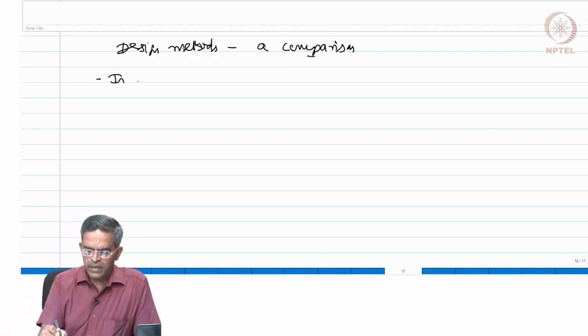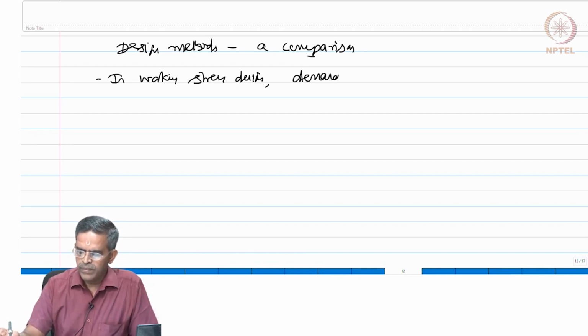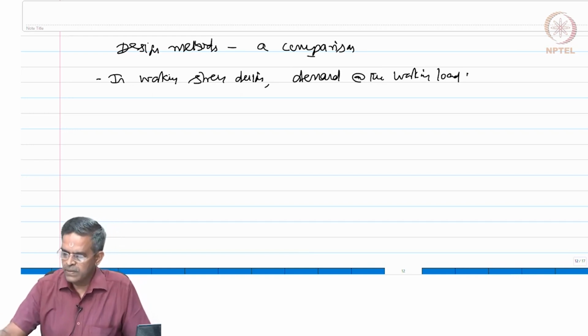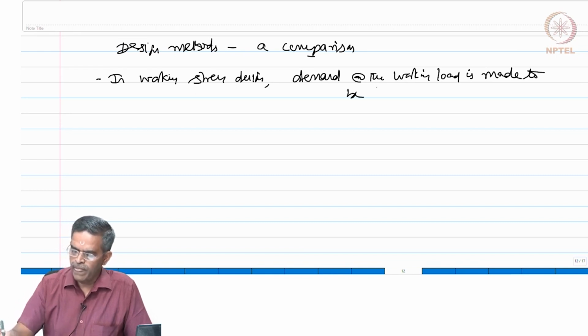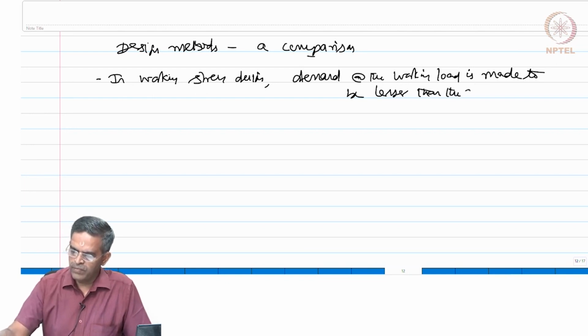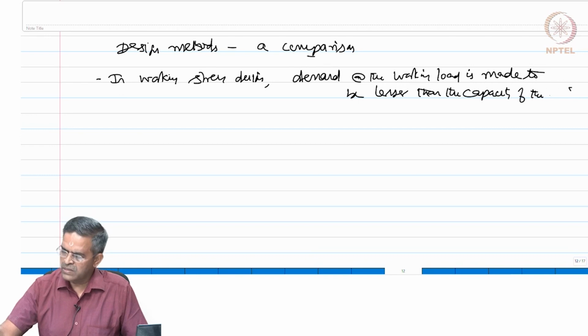In working stress design, the demand at the working load is made to be lesser than the capacity of the material. Or capacity of the structure, let us put it like this.